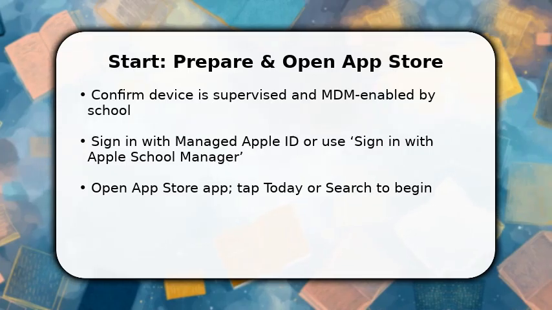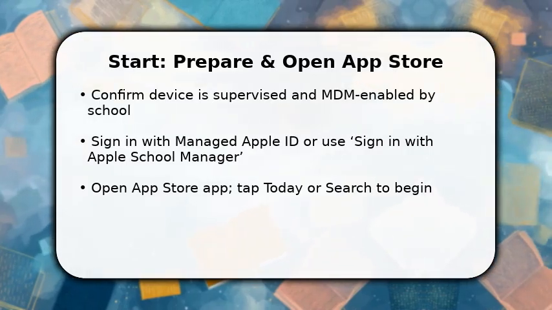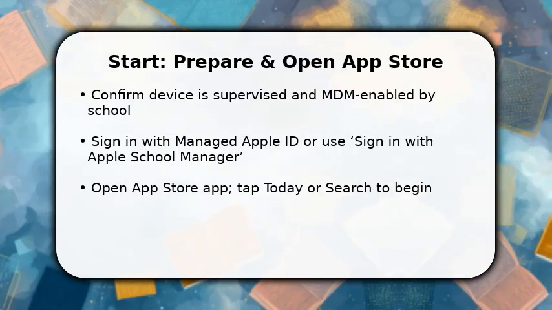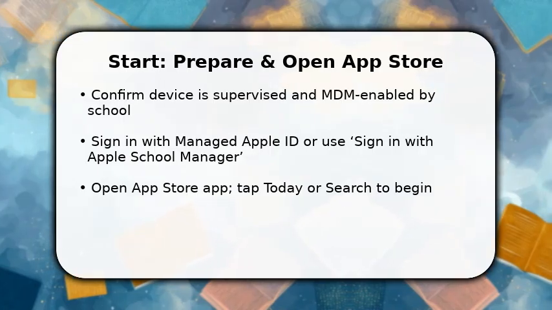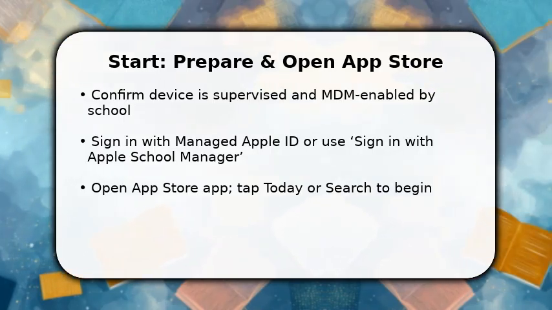Now open the App Store and choose Today or Search to locate apps. Make sure to tap your profile icon to view purchase and download permissions. This tells you whether the school blocks or allows installs, which shapes the next steps.